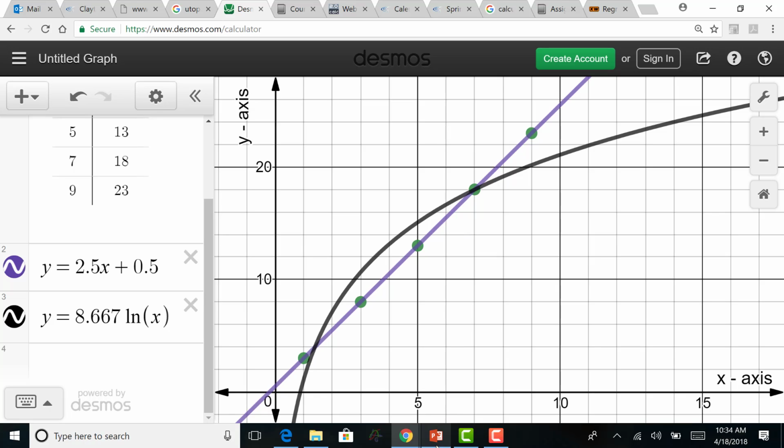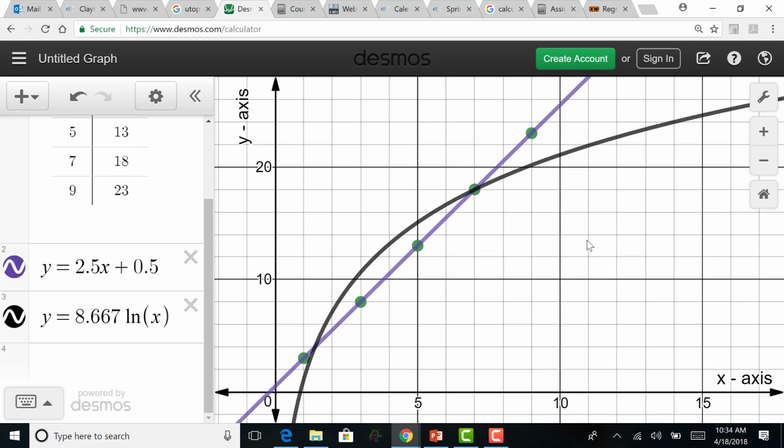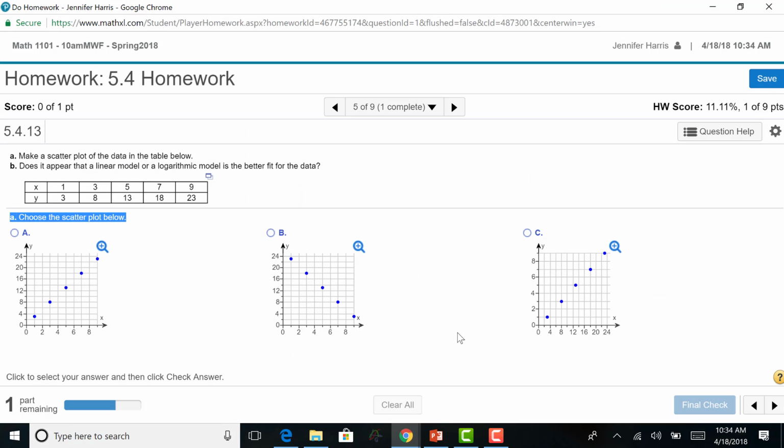So you have to put the points in so you can see what they look like on the plot. Then create 2 equations and put both equations in Desmos so you can see which one is the best fit.